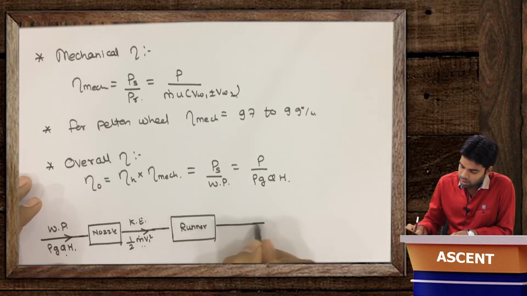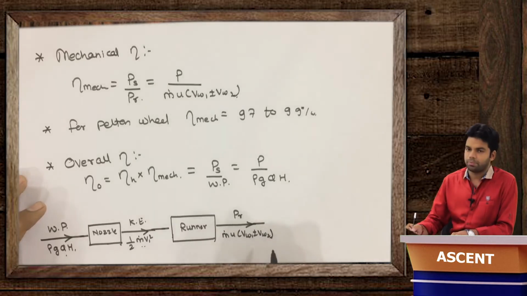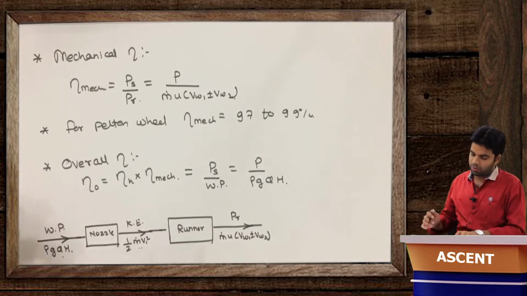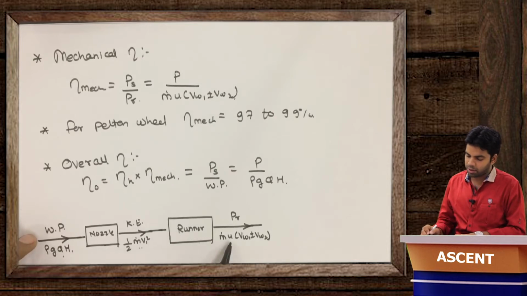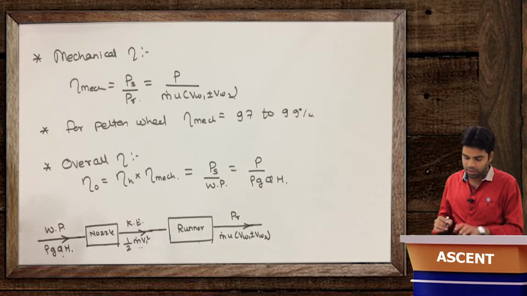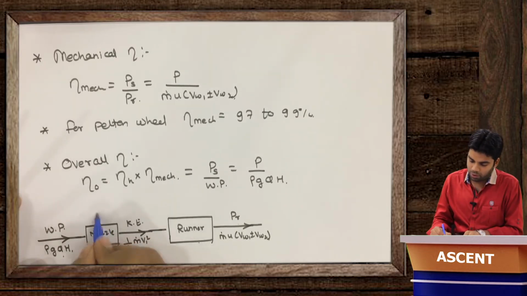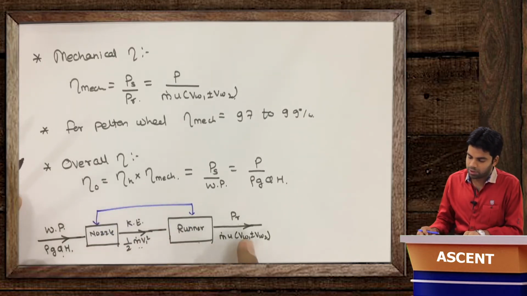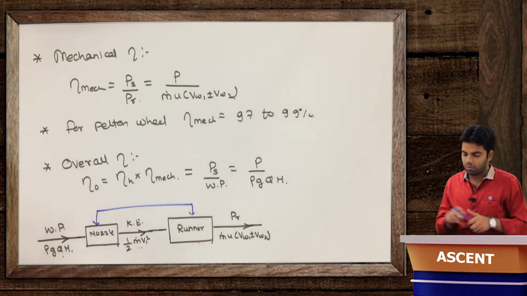Now out of this runner we are getting runner power, which is equal to mu (Vw1 plus or minus Vw2). Getting this? Okay, so runner power, the blade efficiency will be equal to the runner power divided by the kinetic energy. And these two combine and form hydraulic efficiency. So hydraulic efficiency is runner power divided by water power.